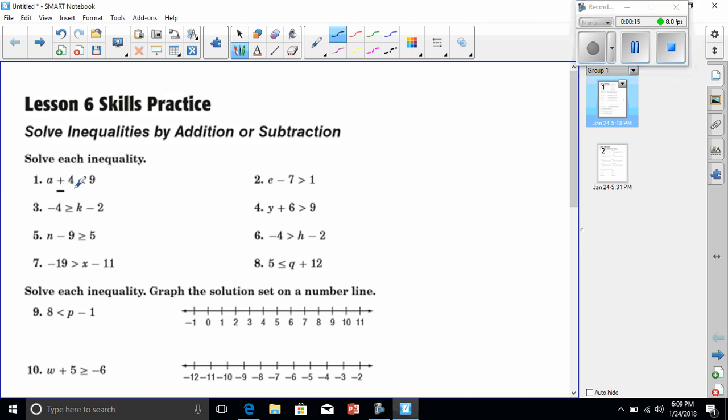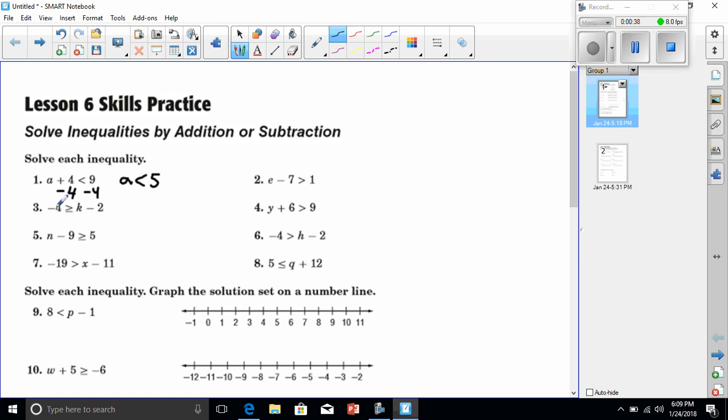So we're going to take negative 4 and put it to both sides so we can get rid of that 4. That leaves a by itself. The symbol stays the same. And 9 minus 4, well, that's going to be 5. So a is less than 5 will be our answer.